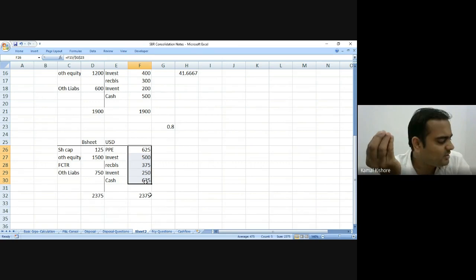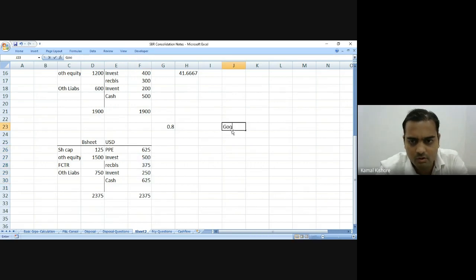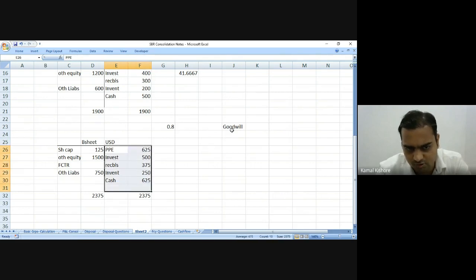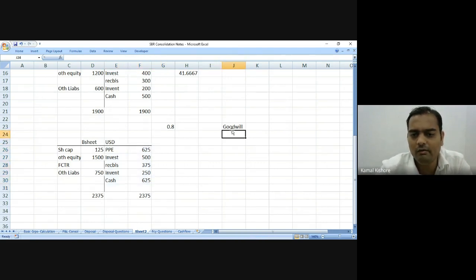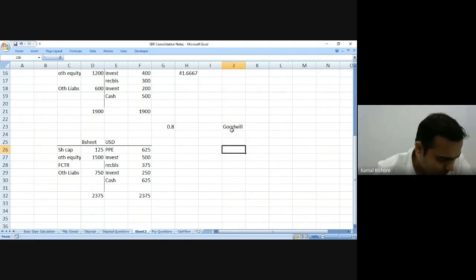A few things they are talking about: mainly this change in rate. The other thing is goodwill. What will happen in the goodwill calculation? You don't have goodwill in the individual financials, correct? You will show it in the consolidated financials. The issue is that you will calculate the goodwill in the local currency.